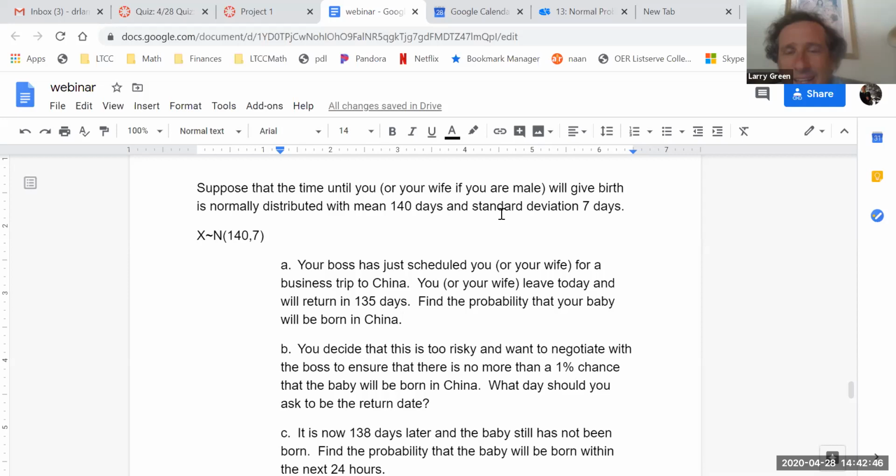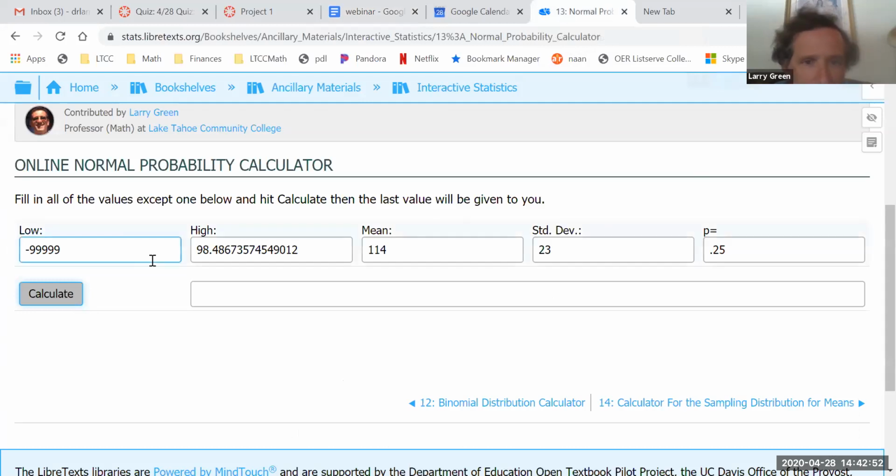Okay, good. We got 2 people. Let's take a look. Okay, we have 147 and 135. So let's go ahead. We don't know the probability, so I'm going to erase that. We know the mean is 140. We know the standard deviation was 7. Now the 135, what is that? Yeah, that's the high. And the low, you could either leave it at negative 99999 or make it 0 if you want. It actually doesn't make any difference in this case. And then I hit calculate.